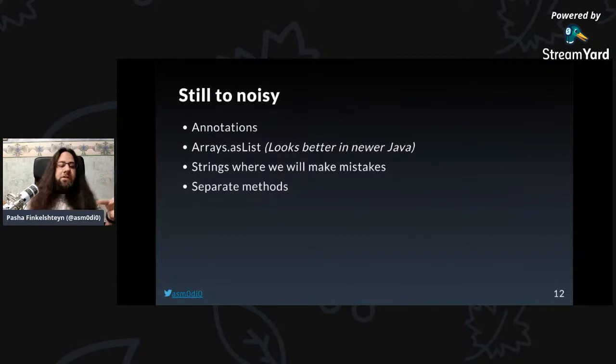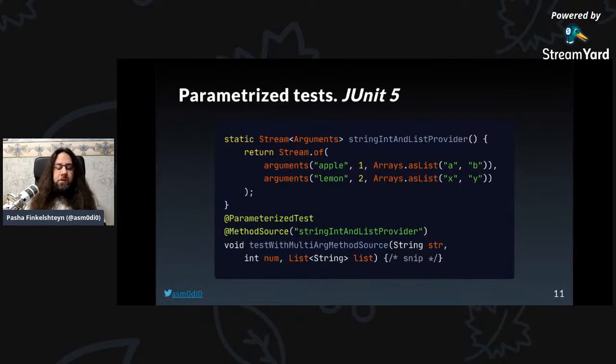I mean, this code is still too noisy. There are annotations, and we don't want these annotations because why do we need them at all? We would like to generate data where we need it. We still have a races list. Of course, in Java it would look better because there is a List.of, but that's all. And what I don't like about it is strings. Look at this code again. There is a static method called string int and list provider, and we should type the name of this method inside a string in MethodSource, which is error prone, to be honest.